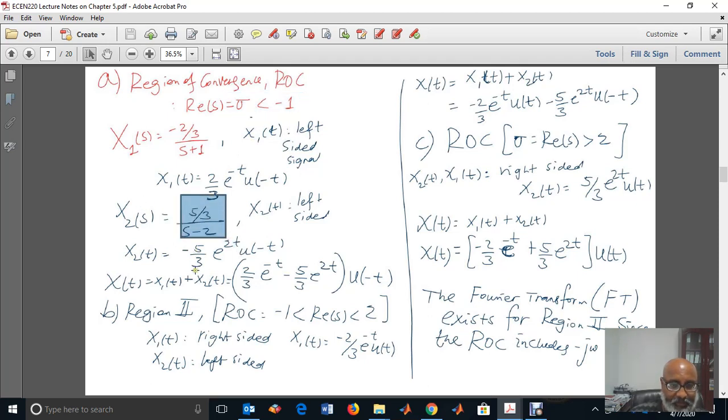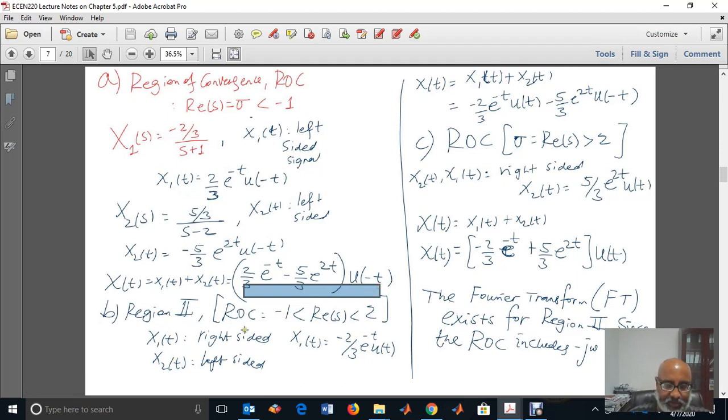Left-sided means when I change it to the time domain, minus 5 over 3 e to the power of 2t u minus t. So both signals are left-sided. Then I combine these two and I get this. This is for the first case.